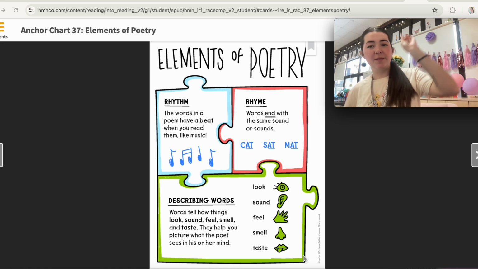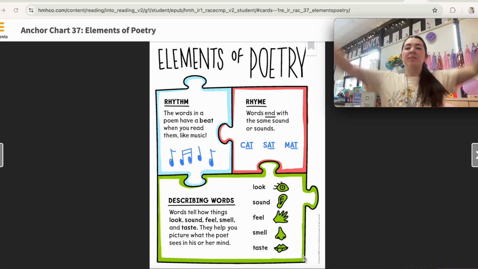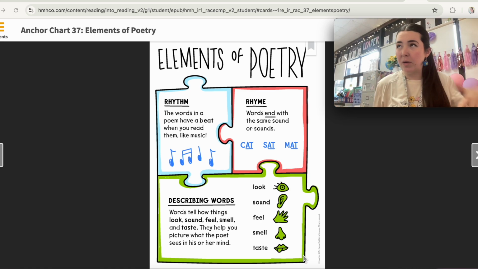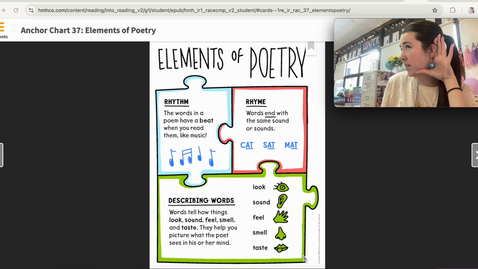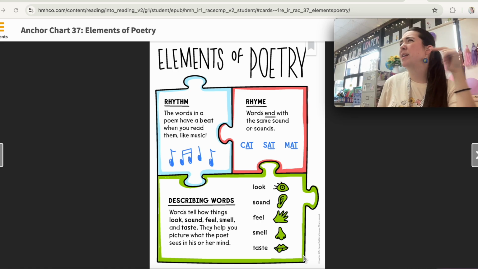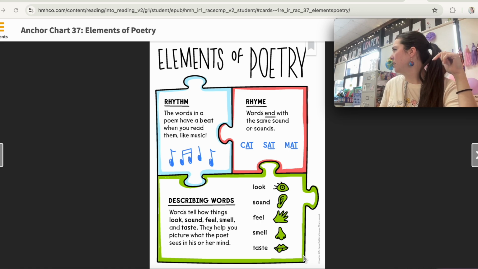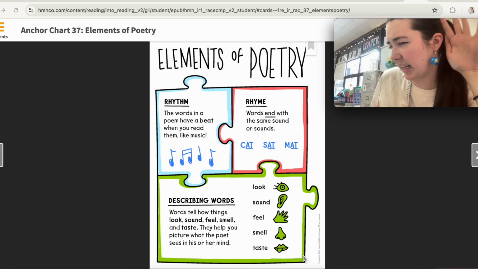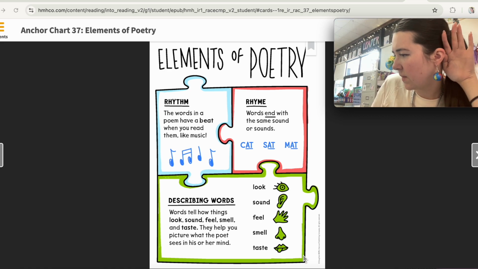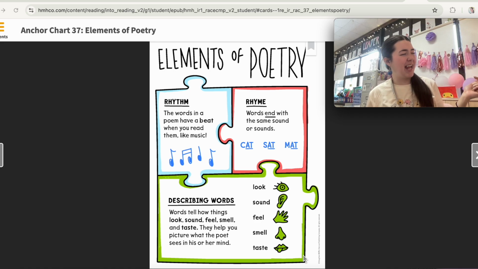We are going to be starting today with our anchor chart. So if you could please repeat after me, say elements of poetry. I'm sorry, what was that? Could you say that a little louder? I'm hearing something else making noise, and I can't really hear you. Could you just say it a little louder, please? Very good, elements of poetry.